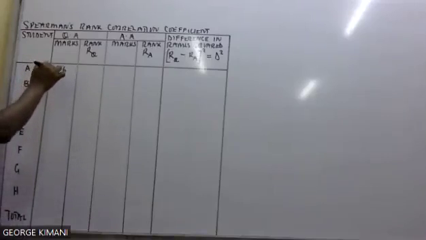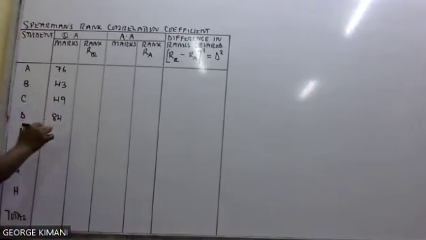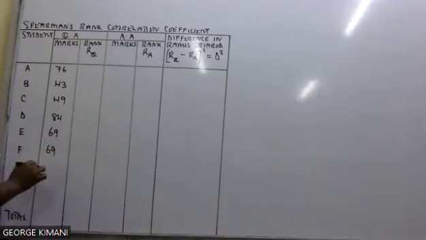So this is 76, 43, 49, 84, 69, 69, 53, 36.